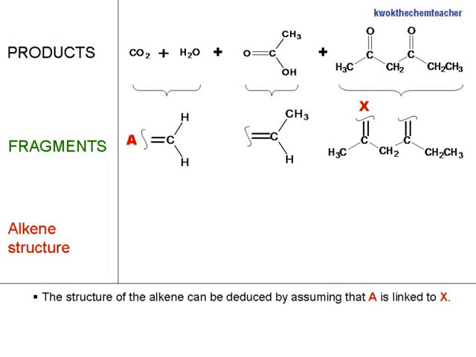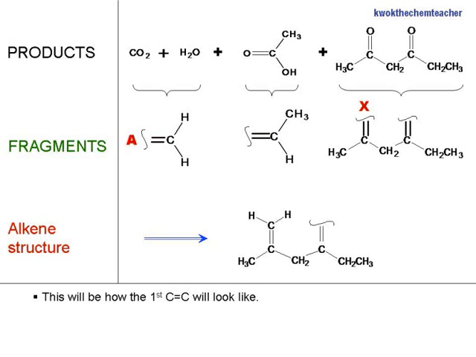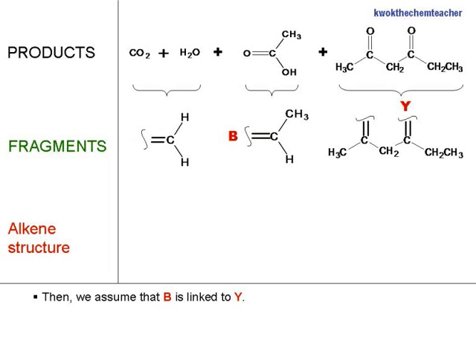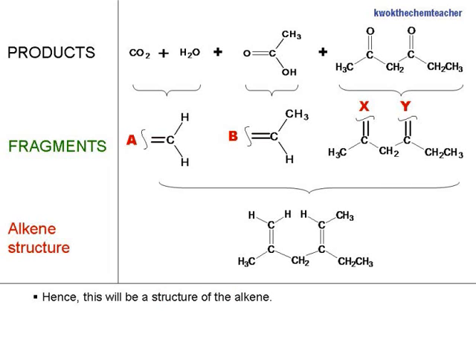The structure of the alkene can be deduced by assuming that A is linked to X. This will be how the first carbon-carbon double bond will look. Then we assume that B is linked to Y. Hence, this will be the structure of the alkene.